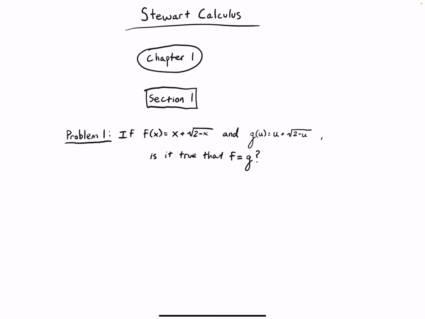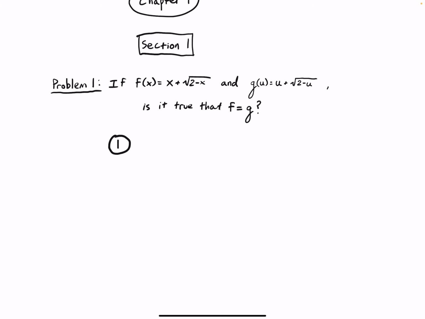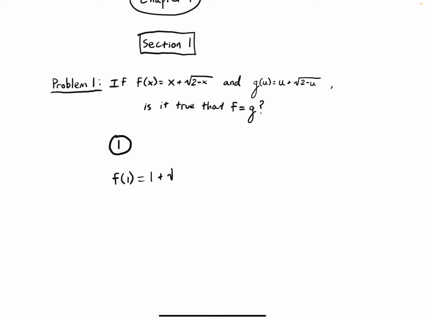One of the first things that we can do, just to check and see if they are not the same function, is plug in 1. So let's just plug in some random number, 1. F of 1 is equal to 1 plus the square root of 2 minus 1, which gives us 1 plus the square root of 1, which is equal to 1 plus 1, and that ends up just giving us 2.